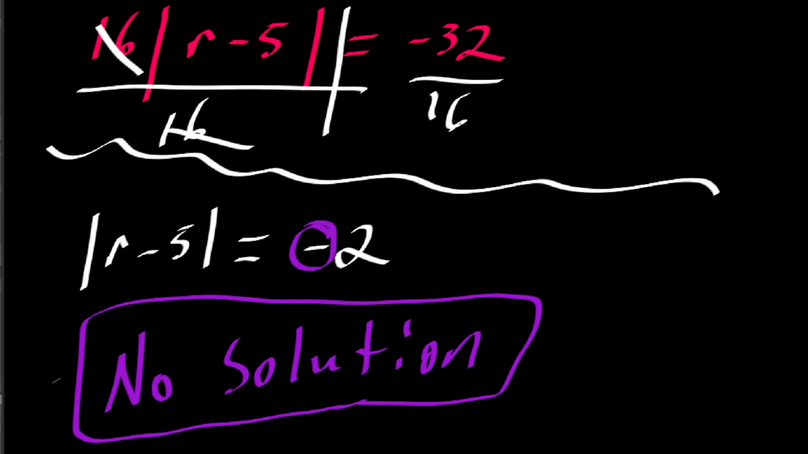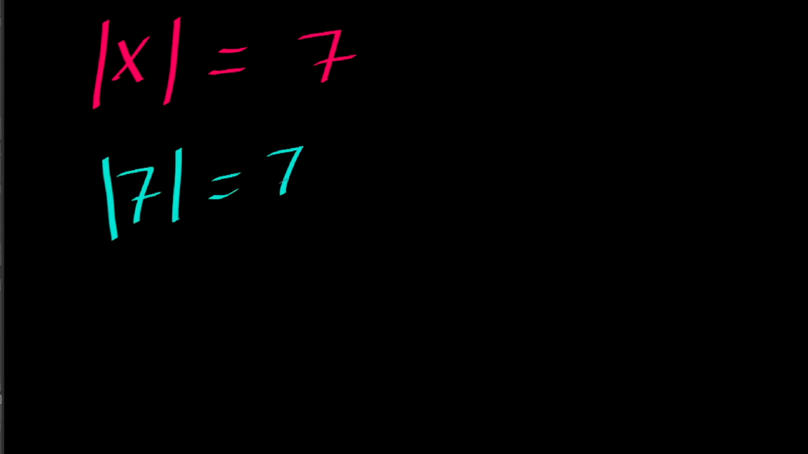I'll show you why. Okay? So, let's look at an easier example. Let's say I wanted to know the absolute value of x, and that's equal to, let's just say 7. What could x be? Well, x could be 7. If I did the absolute value of 7, that's 7. X could also be negative 7. What's the absolute value of negative 7? 7.